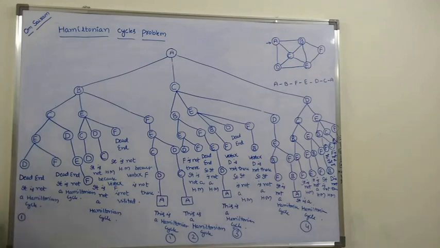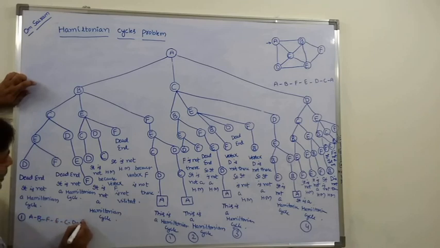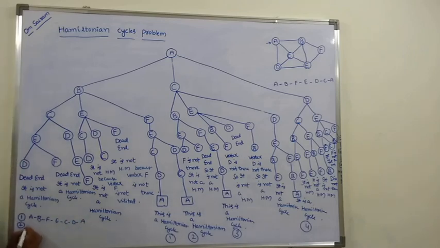So the first Hamiltonian cycle is A, B, F, E, C, D, A. Next, the second Hamiltonian cycle, A, B, F, E, D, C, A. Next, the third Hamiltonian cycle, A, C, B, F, E, D, A. This is the third Hamiltonian cycle.